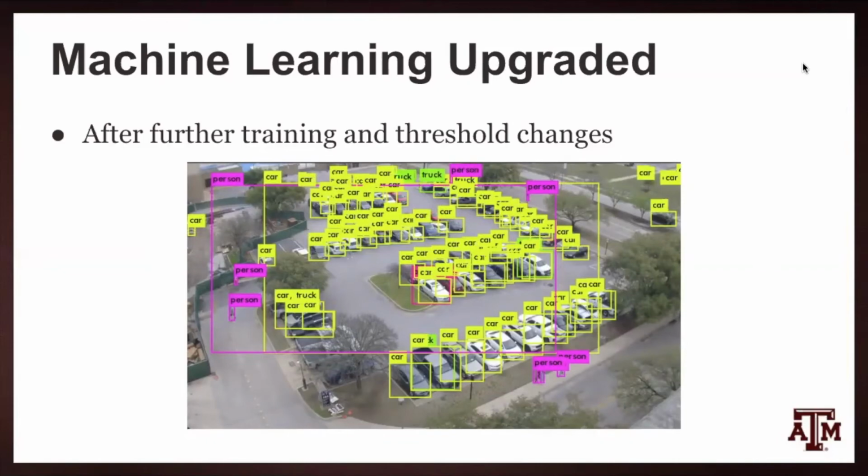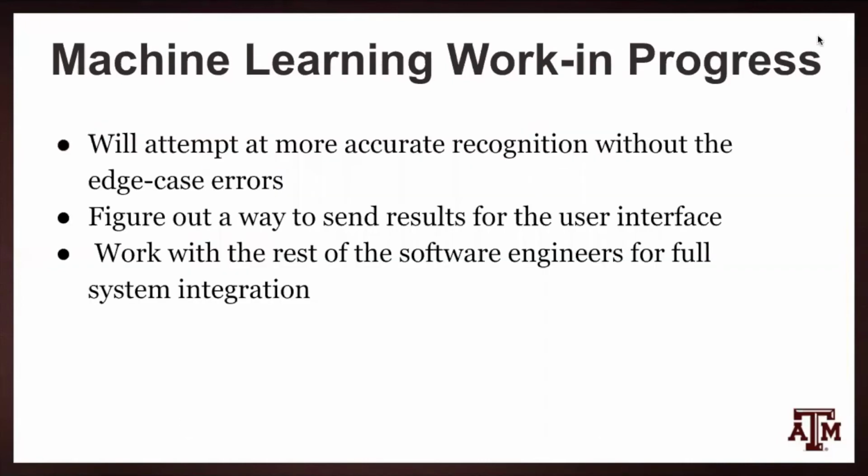There are a couple of vehicles that it did not recognize, the ones on the bottom left below a tree. That's something that I'm still working on. So I will attempt at recognizing those cars and getting more accurate information for those edge case errors. And I'm also trying to figure out a way to send the results of where these cars are within the image so that they can be processed onto the GUI. And then at the end of all of that, I want to work with the rest of the software engineers to put it all together.